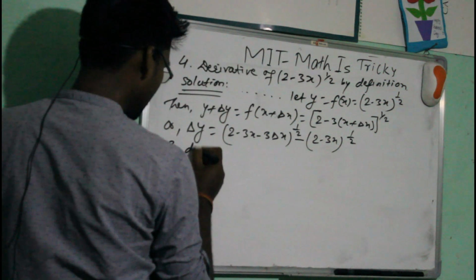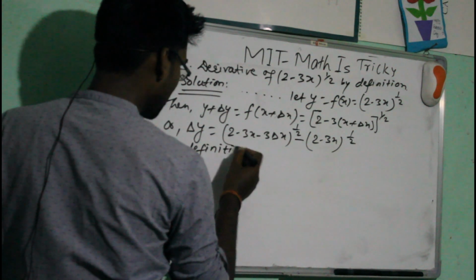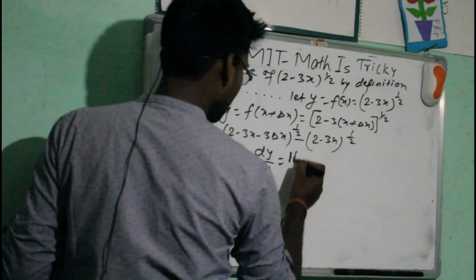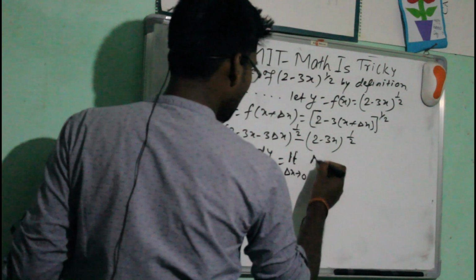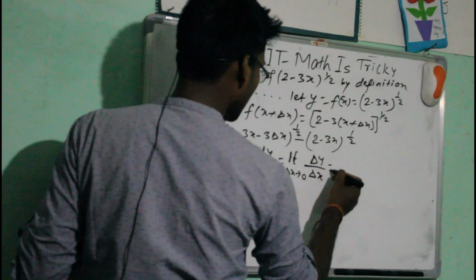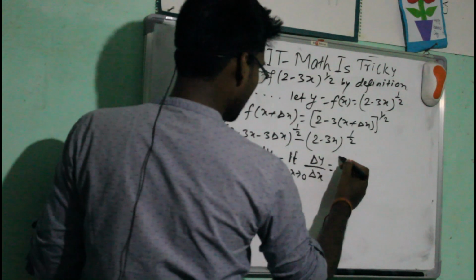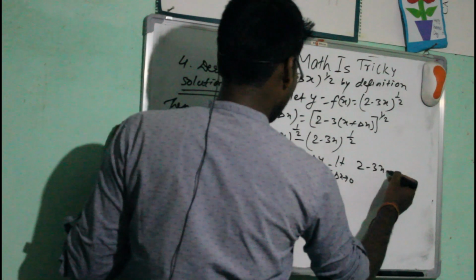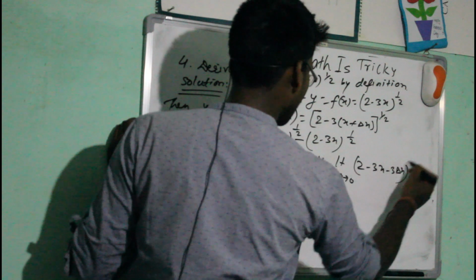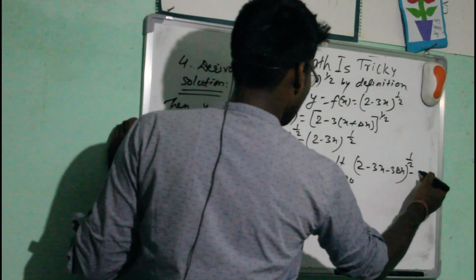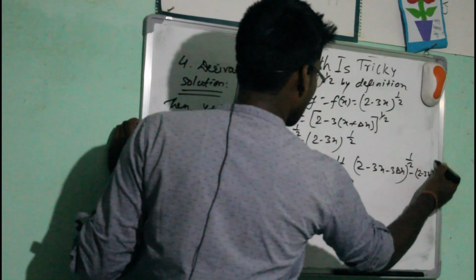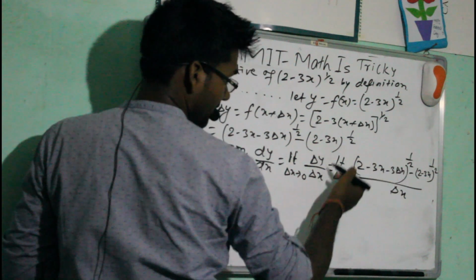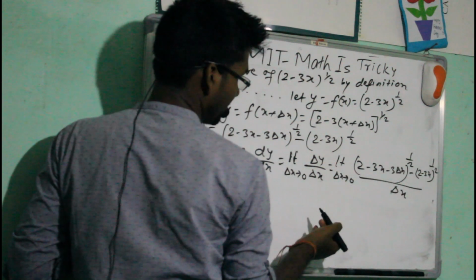By definition we can write dy by dx equals limit delta x tends to 0 of delta y by delta x. If we substitute the value of delta y, we get limit delta x tends to 0 of (2 minus 3x minus 3 delta x) whole power 1 by 2 minus (2 minus 3x) whole power 1 by 2, by delta x. And actually power 1 by 2 means root.